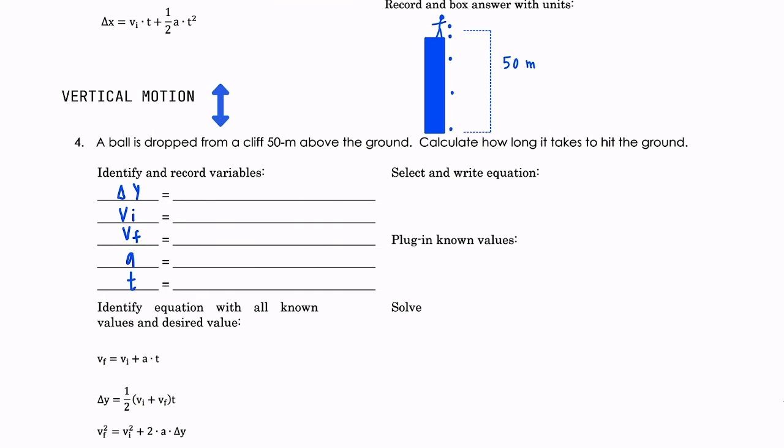A ball is dropped from a cliff 50 meters above the ground. Calculate how long it takes to hit the ground. We're told the cliff is 50 meters and we want to know how long it takes.